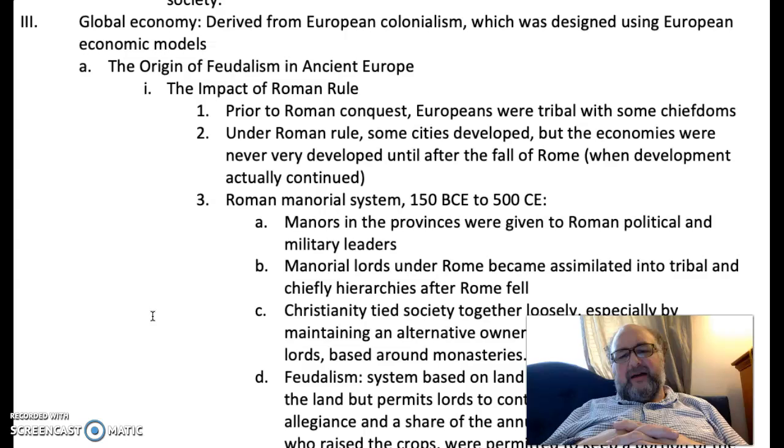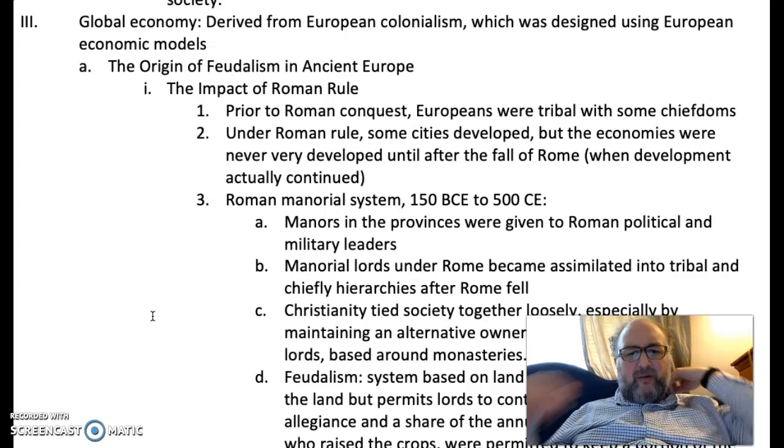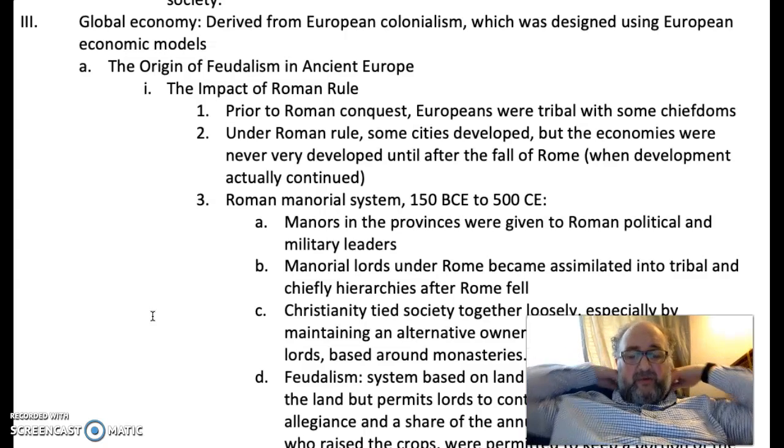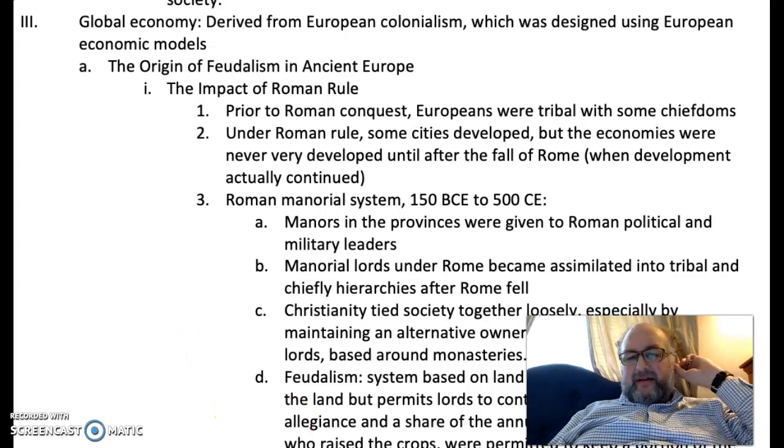Classical Europe goes up until about 500 CE, the Common Era, we say 500 AD, and then after that is sort of medieval Europe up until about 1500, and then we have early modern Europe to the present, modern Europe, basically. So prior to 500, we've got the Romans, the origins of feudalism in ancient Europe, the impact of Roman rule. So prior to Roman conquest, Europeans were tribal with some chiefdoms. So the tribes and the chiefdoms we have at the peripheries.